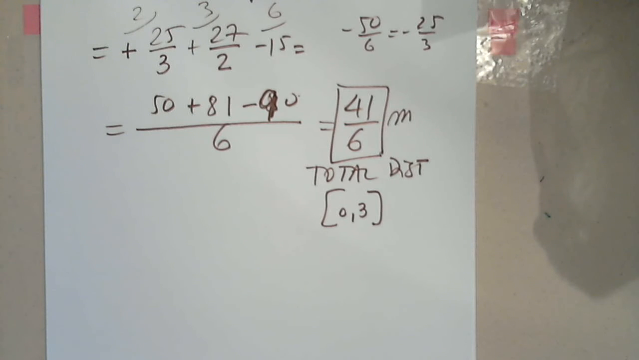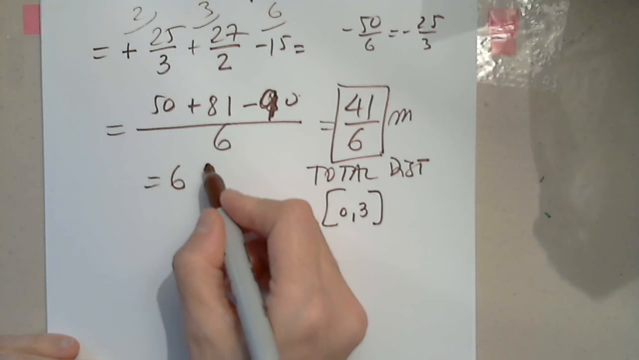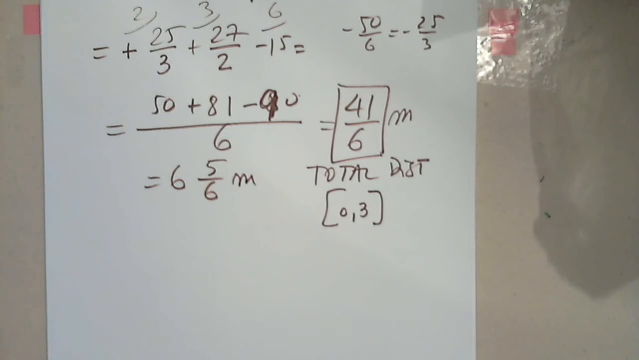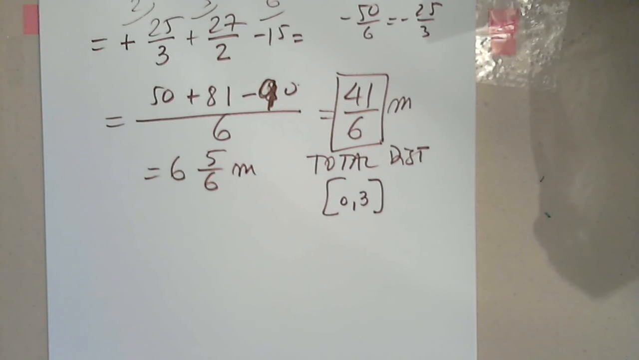So 6.5 or 6 meters and 5/6 of a meter. Almost 7 meters covered in between 0 and 3. And this is the law of net change. And I don't have anything else to say.